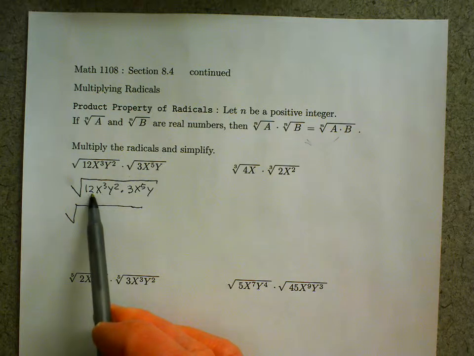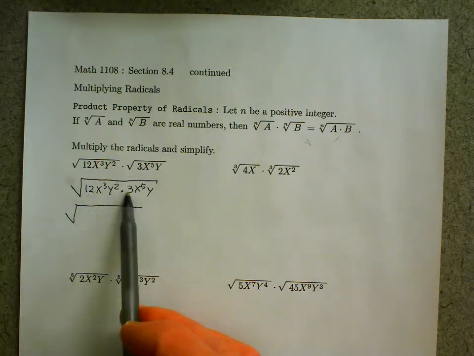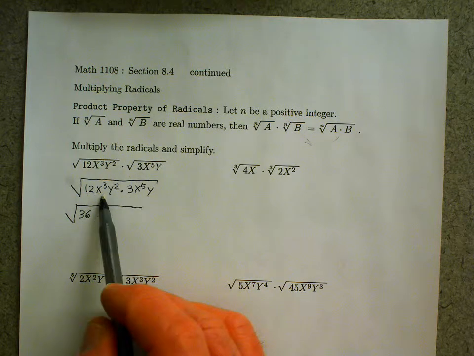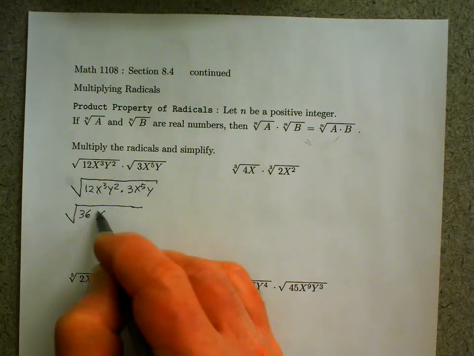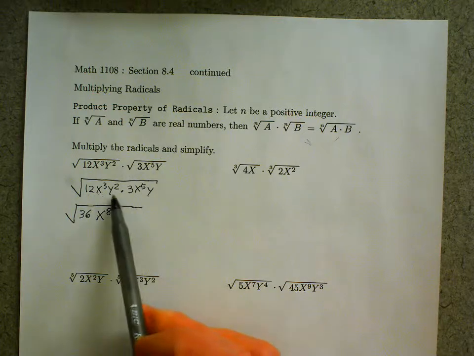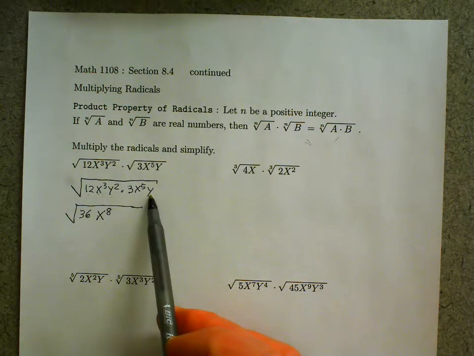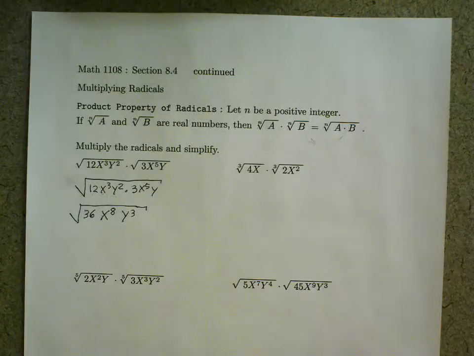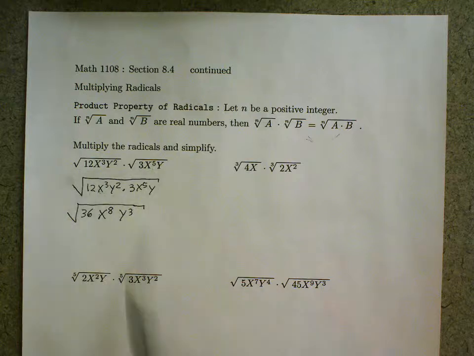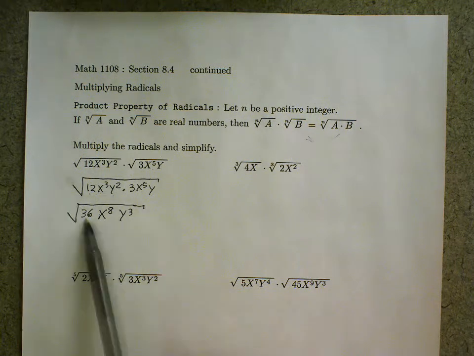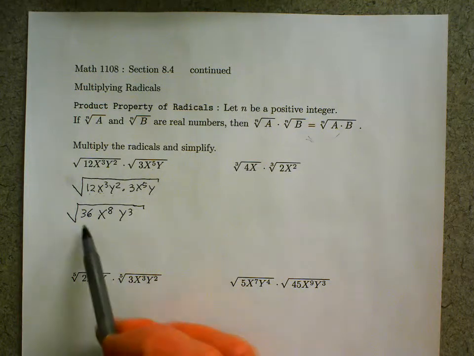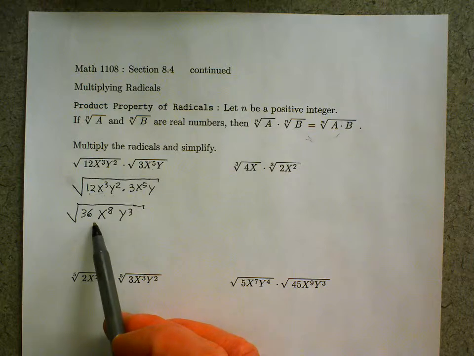Or we can say, well, we know that 12 times 3 is 36, times x to the third times x to the fifth is x to the eighth, and then times y to the second times y is y to the third. Okay, then after you've multiplied both radicals and simplified the radicand, then just focus on simplifying the single square root. So now we're working on something that we already talked about.